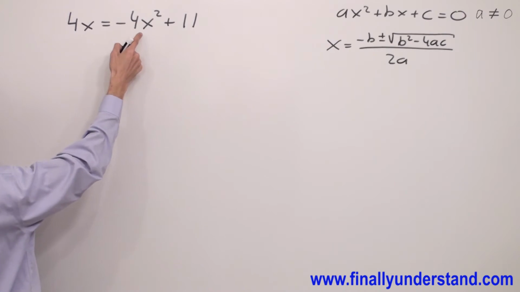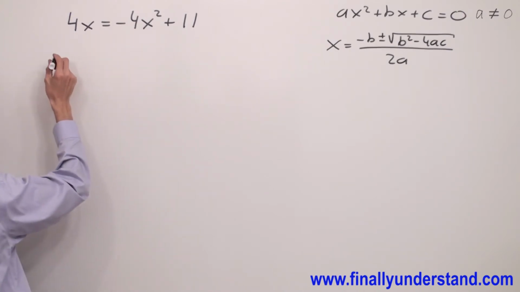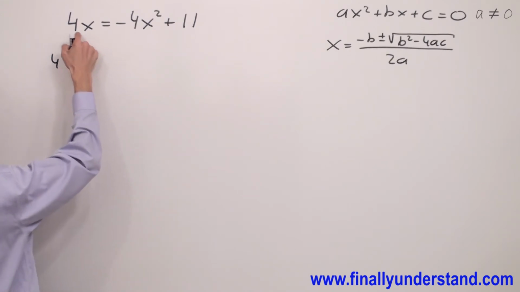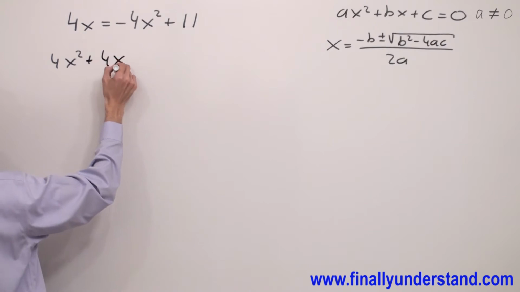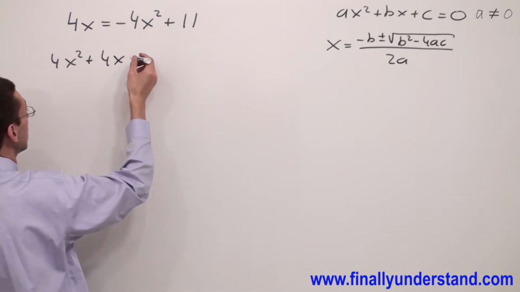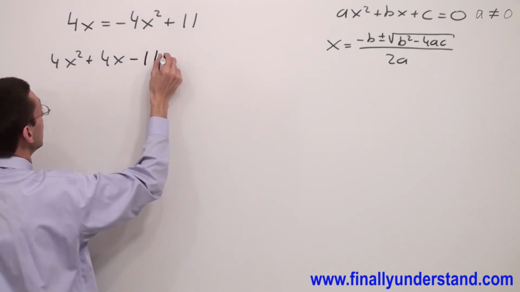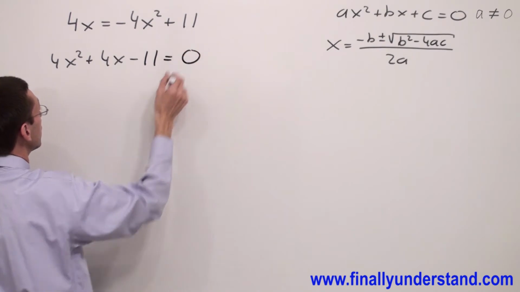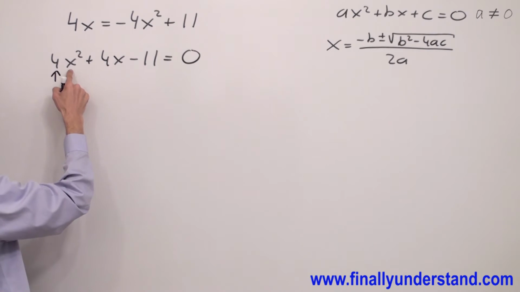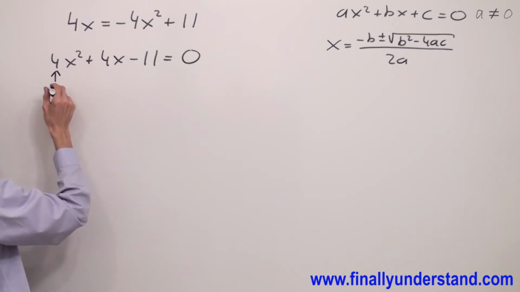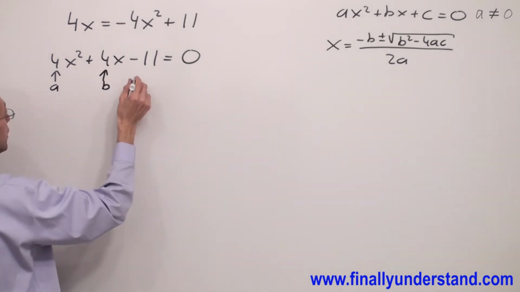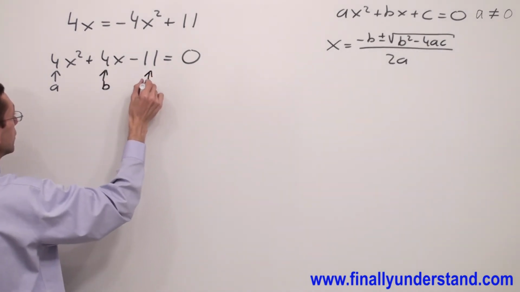Negative 4x, if I move it to the left side, is going to be 4x squared plus 4x, and I have to also move 11 to the left side, and I have to change the sign. Negative 11 equals 0. Please notice that the coefficient of my second degree term is called A. I'm going to call it A. This one is B, and negative 11 is C.